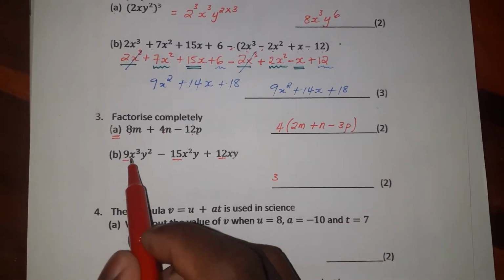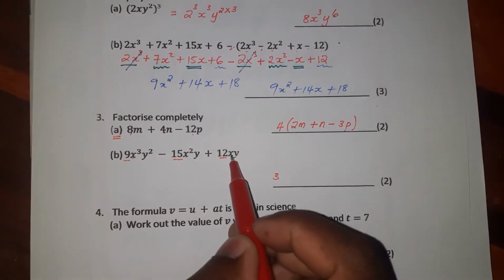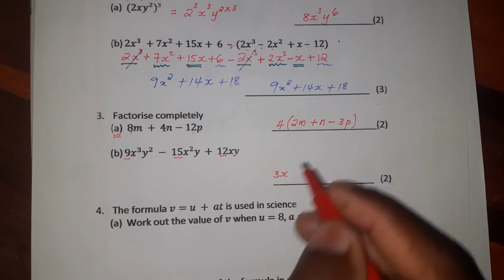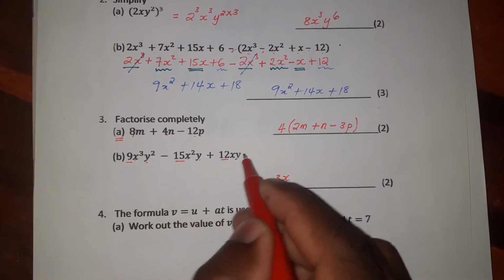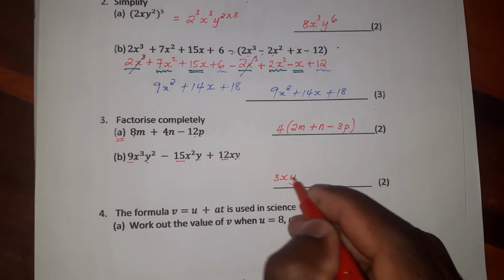But we can also see that we have x here, we have x here, we have x. Therefore, x is also a common factor. And then we also have y here, we have y, and then we have y. Y is also a common factor.